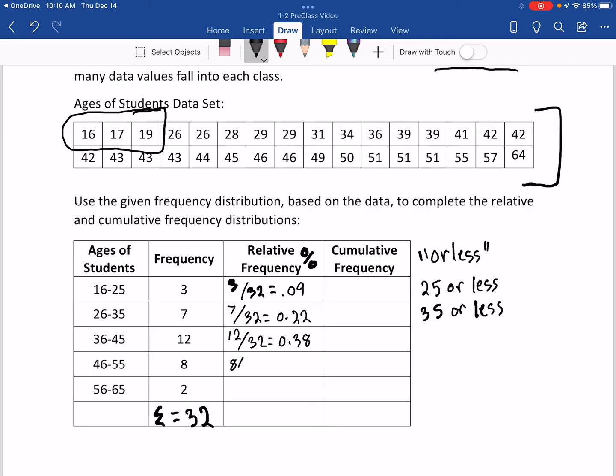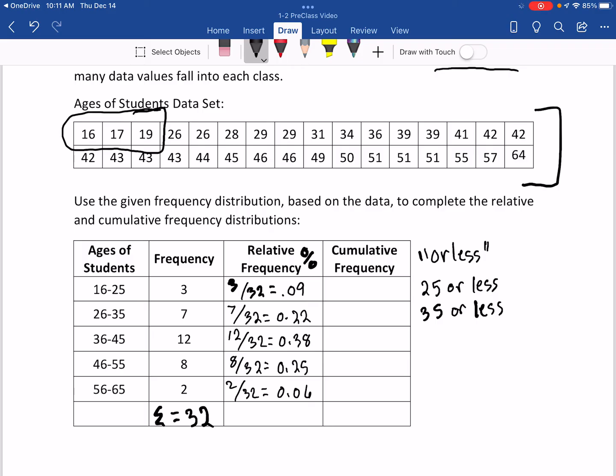Okay. Oh, I can do 8 divided by 32. Oh, can you? I can. That's good. 0.25. Good. And then 2 divided by 32. Oops, I'm behind you. Oh, that's okay. 0.06. Right. Good. So instead of just telling me the number of data values that fall in that class, the relative frequency can show me what proportion or what percent falls in that class.